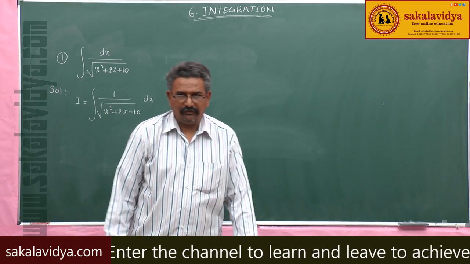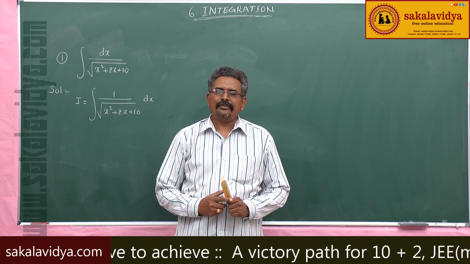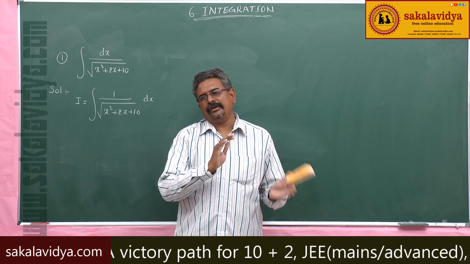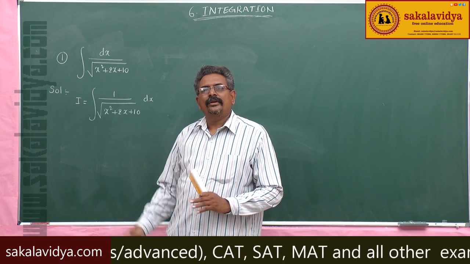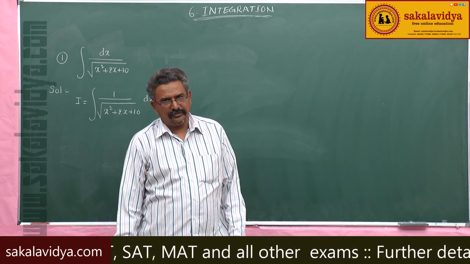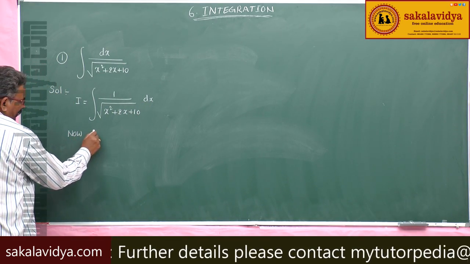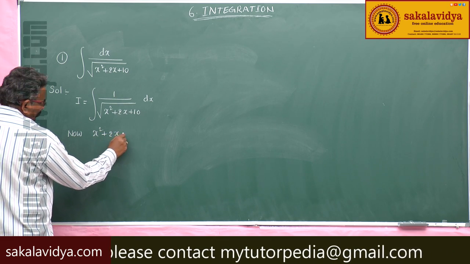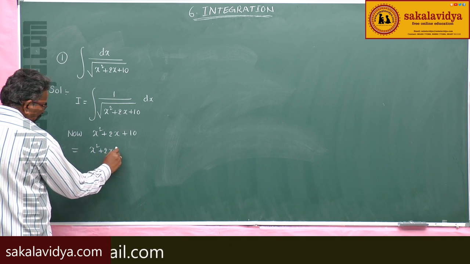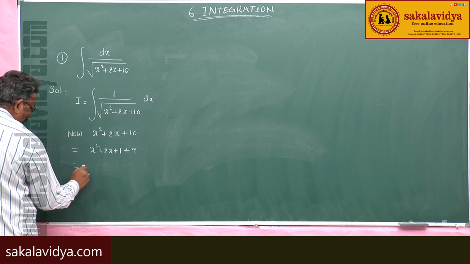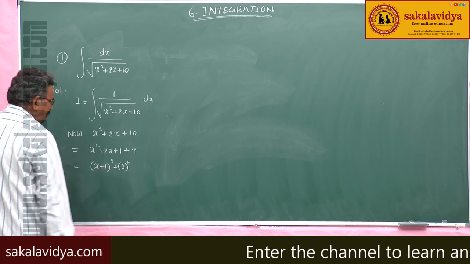This is in the form of 1 by root of ax square plus bx plus c. Now, ax square plus bx plus c should be reduced to the form, since here the x square coefficient is 1, a greater than 0, a times (x plus alpha) whole square plus beta. So, now consider x square plus 2x plus 10. This can be written like this: x square plus 2x plus 1 plus 9. This is (x plus 1) whole square plus 3 square. In this problem, it is very simple, we can do it.